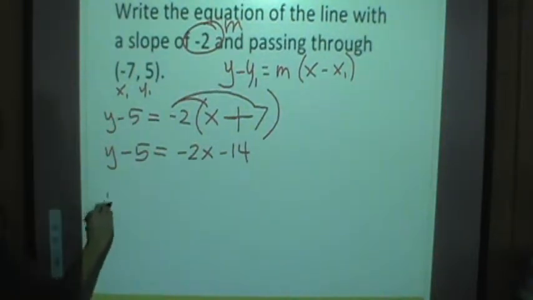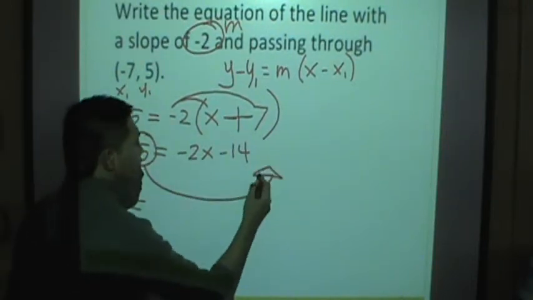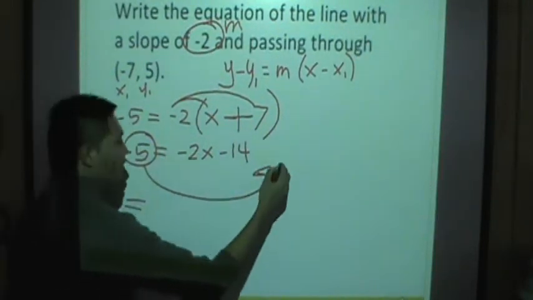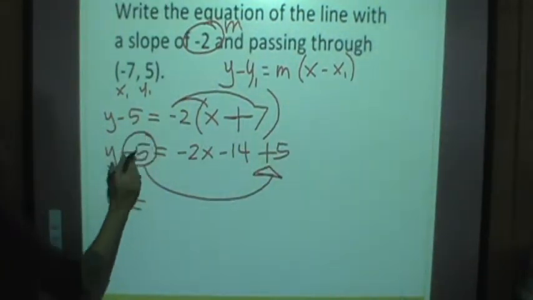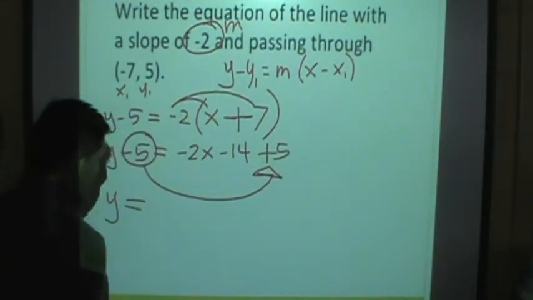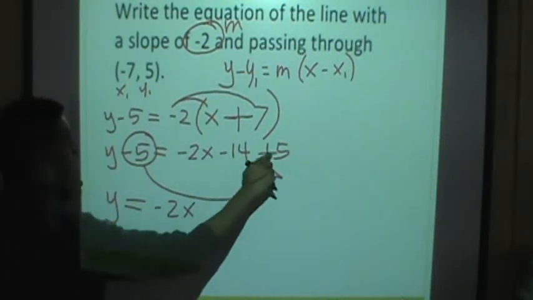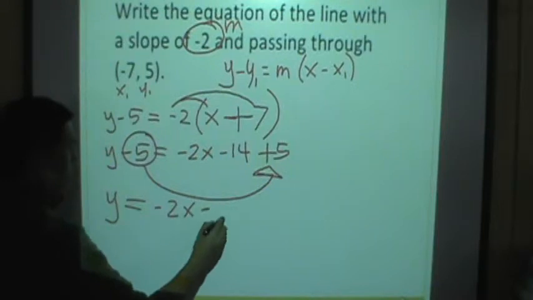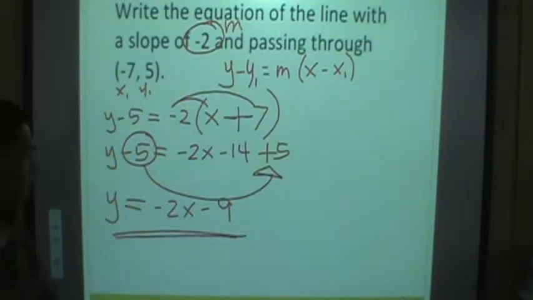Okay, now we need to have y alone. I need to get rid of that -5, so I need to move it over. It becomes +5. The reason I'm changing the sign is because I'm moving it over the equal sign. -14 plus 5 is -9, and that is the final answer.